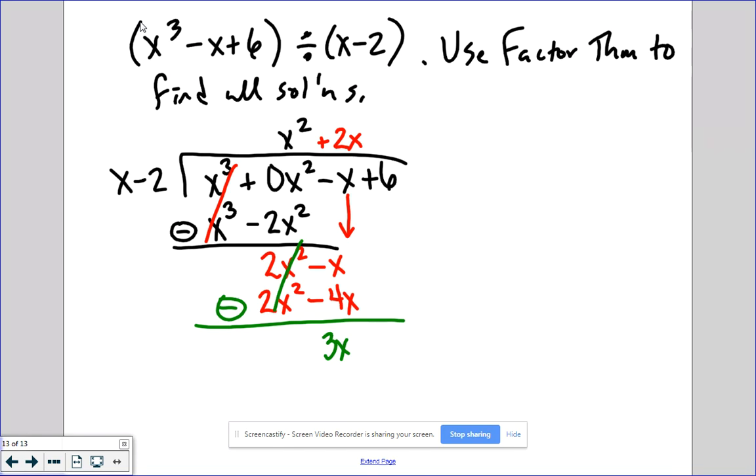We good there? Would the x's fall out? No, those are placeholders. Then I bring the 6 down. What do I take x times to get 3x? 3. 3 times x, 3x. Negative 2 times 3 is negative 6. And subtract. So I get remainder 12.